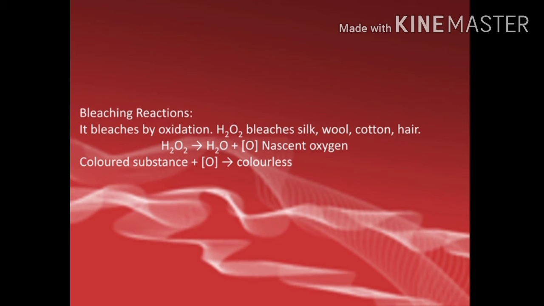Next reaction, bleaching reaction. Hydrogen peroxide bleaches by oxidation. Hydrogen peroxide bleaches silk, wool, cotton, hair, etc. That is involved in the bleaching reaction. Immediately it undergoes a disproportionation reaction to produce water and oxygen.